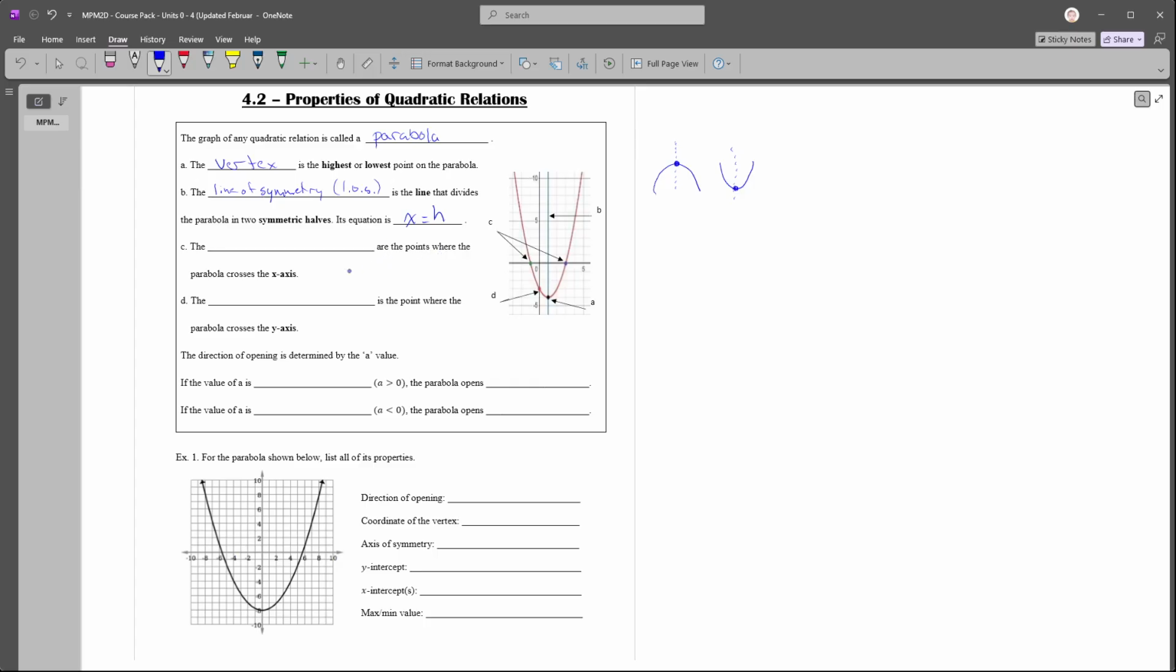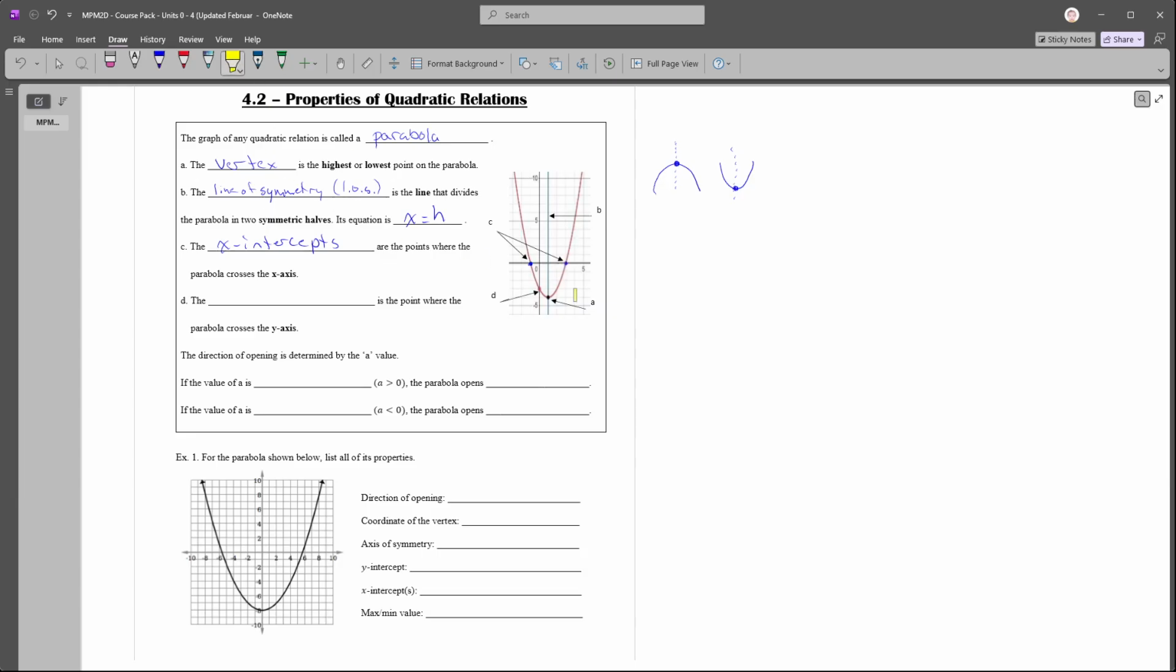All right. The x-intercepts. More than one, it's a curve, right? So the x-intercepts are the points where the parabola crosses the x-axis. So in that case, we're looking at part C here. So here are the x-intercepts on this curve. Let's start labeling these things.